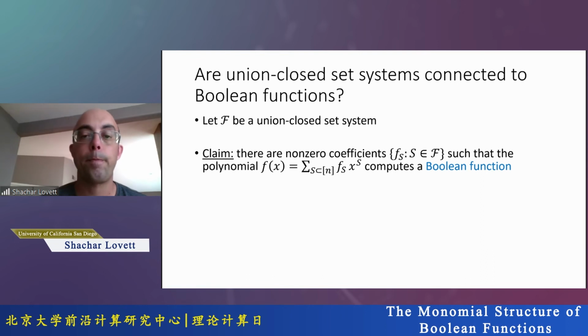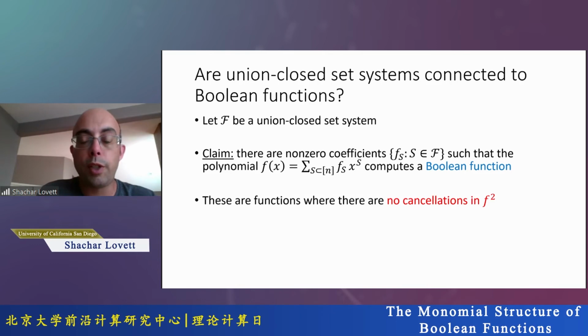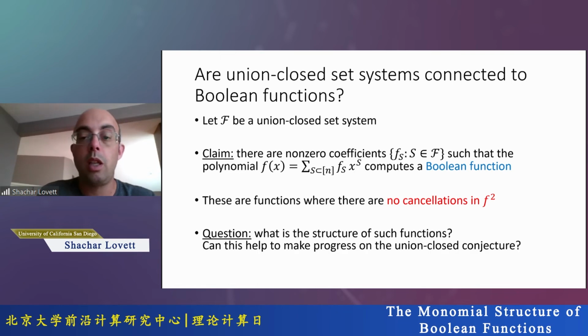Okay. And now I think it's a very intriguing question, which is, well, first of all, an observation. These are functions where there are no cancellations when you compute f squared. And an intriguing question is, what is the structure of such functions? Can we say something more about the structure? And can this direction help us somehow shed light on the union closed conjecture? So I'm going to leave them both as open problems. Any questions about the union closed conjecture?